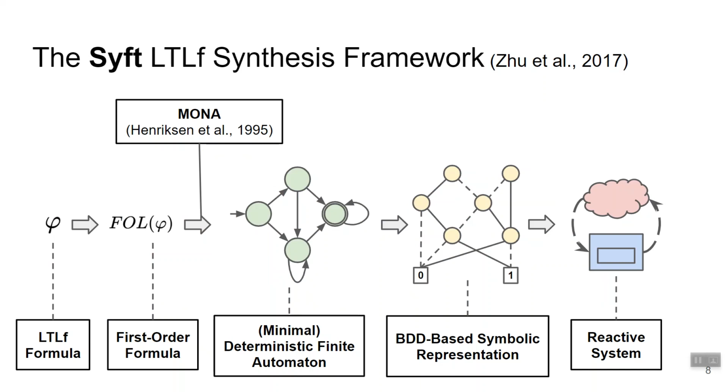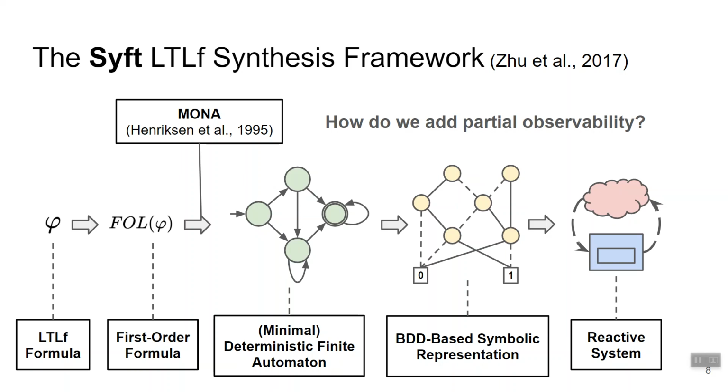The LTLf synthesis framework that we implement these algorithms in is called Syft. The Syft pipeline starts from a specification in LTLf, which is then converted into an equivalent first-order logic formula. This formula is then given to a tool called Mona, which constructs the minimal deterministic finite automaton that accepts exactly the set of traces that satisfy the formula. This DFA is then converted to a BDD-based symbolic representation, which is used to solve a symbolic reachability game in order to synthesize a reactive system.